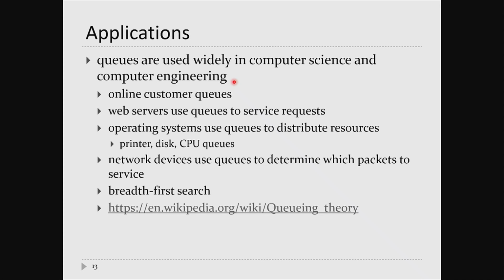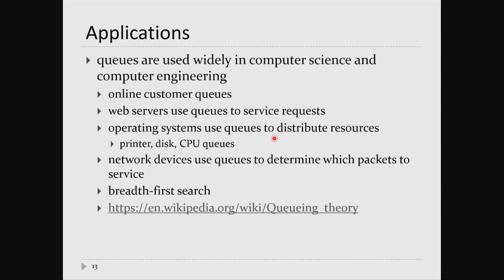You can imagine that websites use queues to service requests. A large website like Amazon or Google gets literally thousands of hits per second. They can't process all of those web requests at the same time, so all the requests come in, they get lined up in a queue, and they get serviced in order. That's similar with an online customer queue. For example, if you're buying tickets at Ticketmaster, especially for a very popular concert or event, it can be very difficult to get tickets. All the people get put into a queue, in their order of arrival.